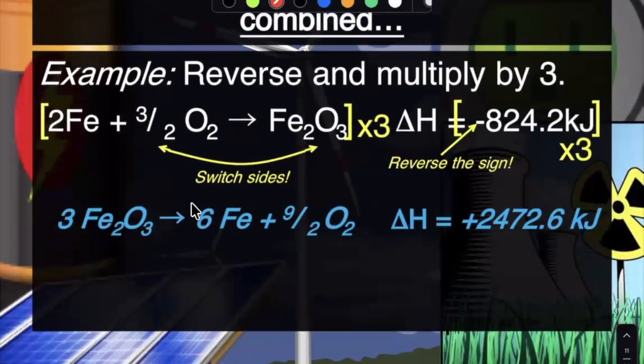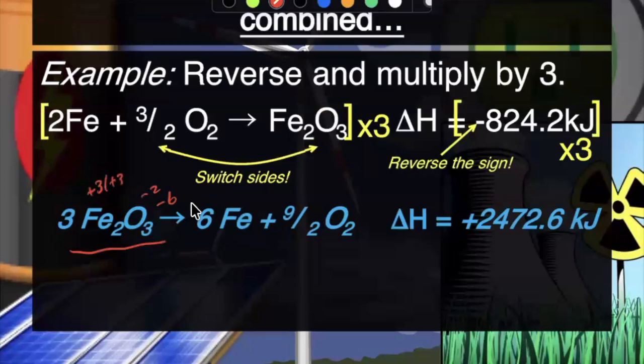Okay, this is an example of both reversing and multiplying. So in this case, this reaction is reversed. And just remember, it's very important that you understand these charges. I'm just going to go over this again. Oxygen is always a negative 2. If you have 3 of them, that means 3 times 2 is 6, so you have 6 negative charges. You have 2 irons, so each one would have to be plus 3 in order to counteract that negative 6.